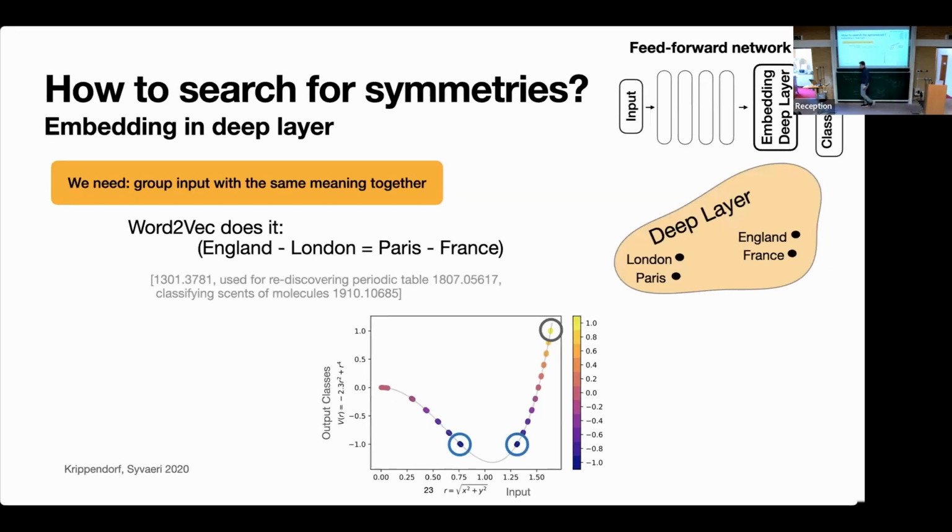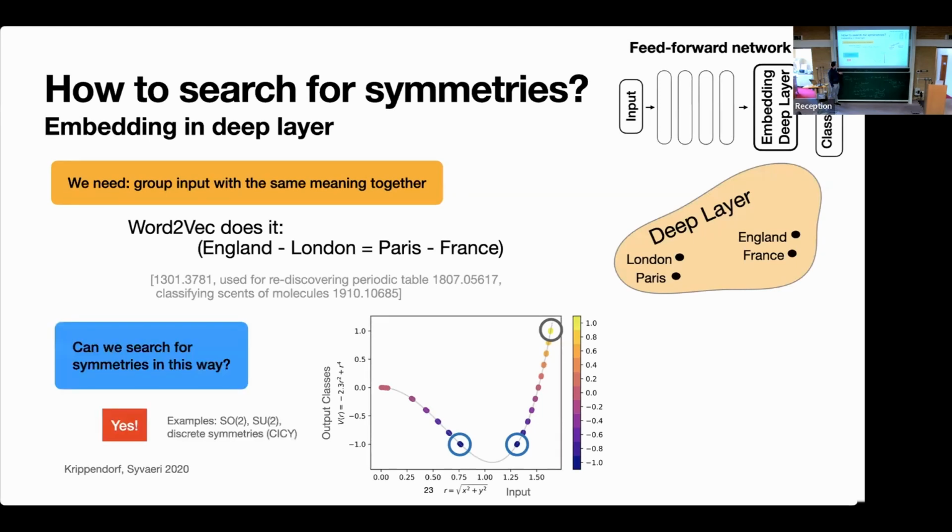This is something which was also brought to the sciences. It was used to rediscover the periodic table and to look at the scent of molecules. And we wanted to ask, can we search for symmetry symbols? And the answer to this is yes.